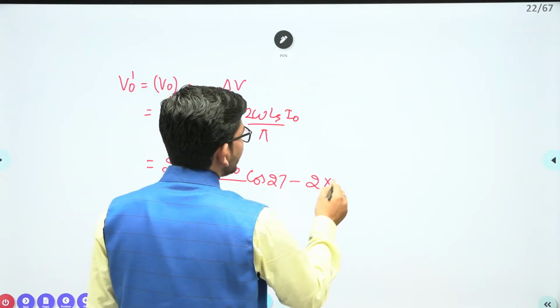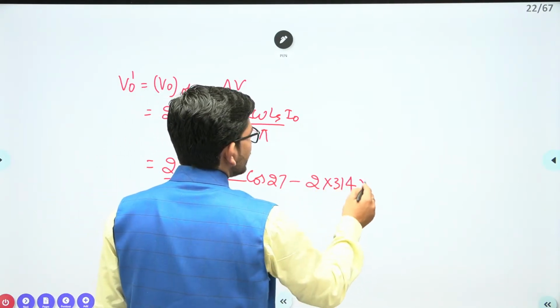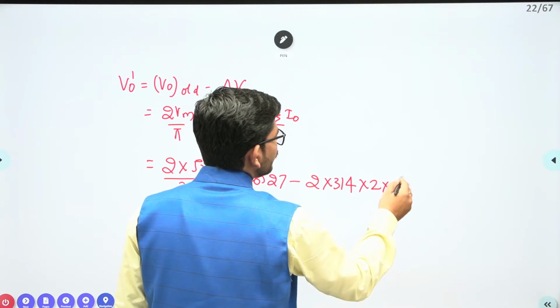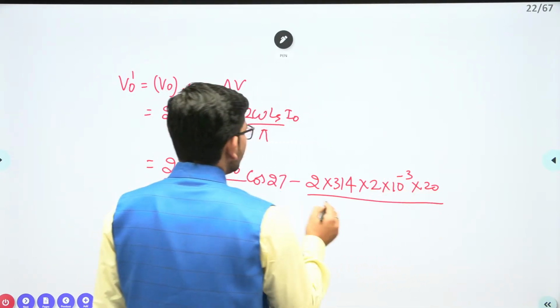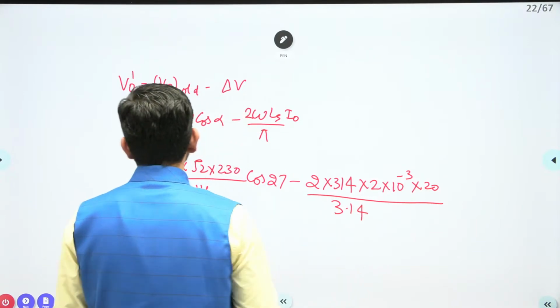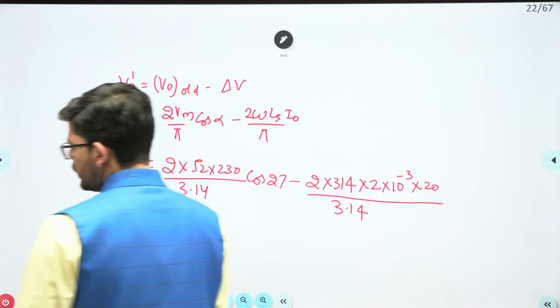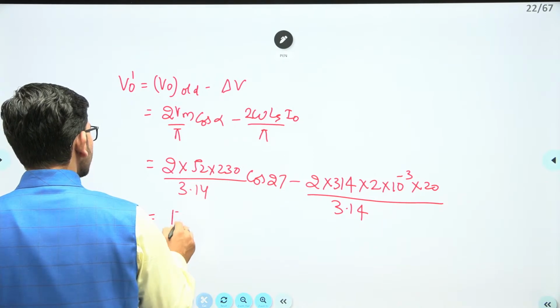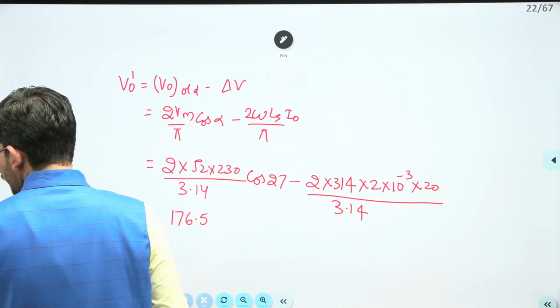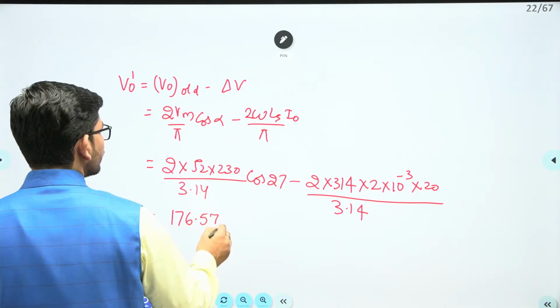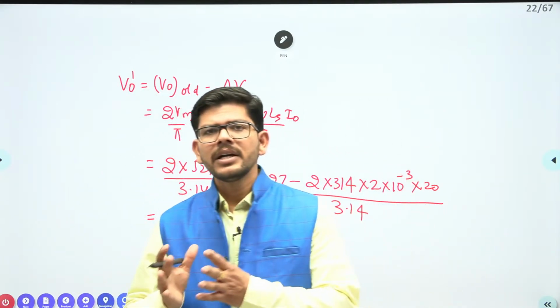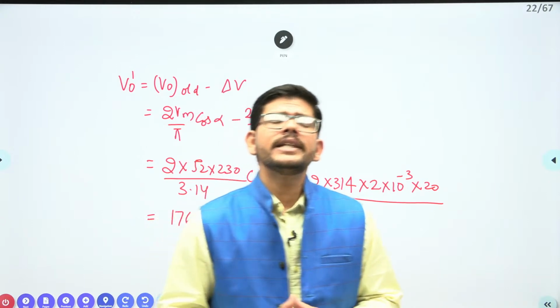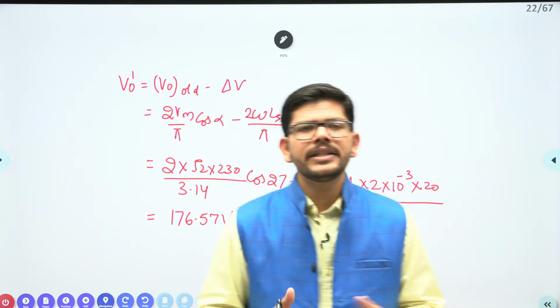2 into omega is 314. ls we have calculated, 2 into 10 to the power minus 3. I naught is 20 divided by 3.14. So what will be the new average output voltage? It will be 176.57 volt, isn't it? So are you guys looking into this? This is how we can remember these things very easily.